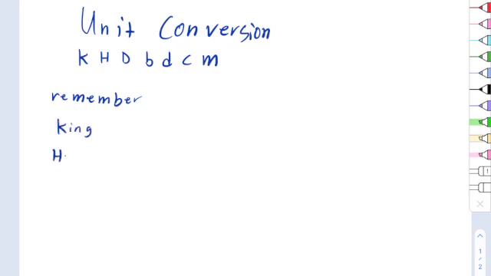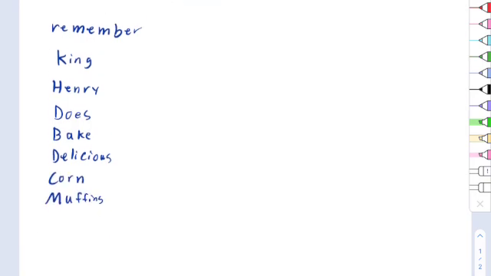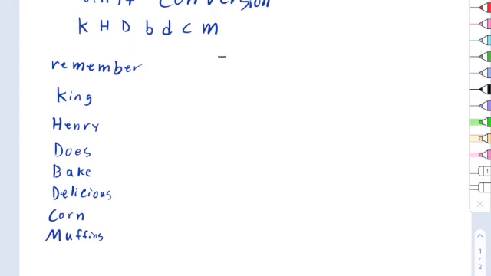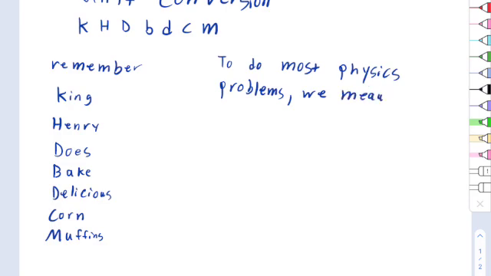Here are the first letters of these prefixes, where K stands for kilo, H stands for hecto, D stands for deca, B stands for nothing, it stands for basic, and then D stands for deci, C stands for centi, and M stands for milli. We're going to take a look at that on the next slide, but one way to remember this is to remember as King Henry does bake delicious corn muffins. So you can remember the first letter of these prefixes.